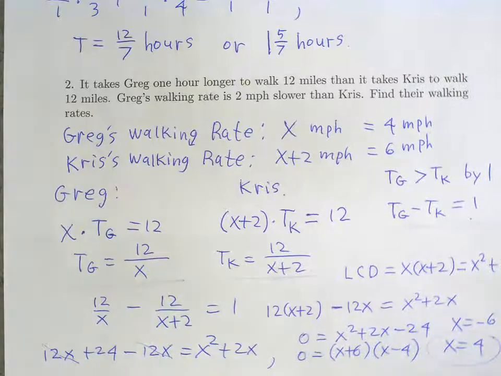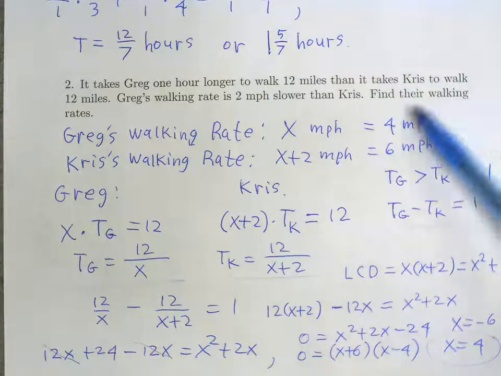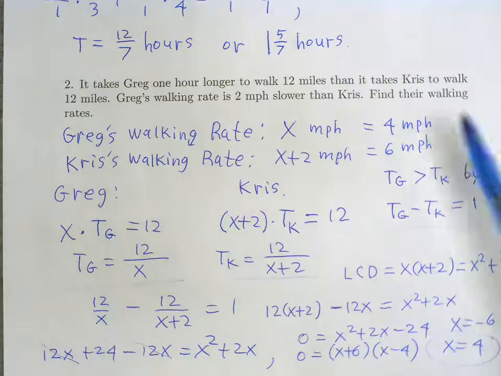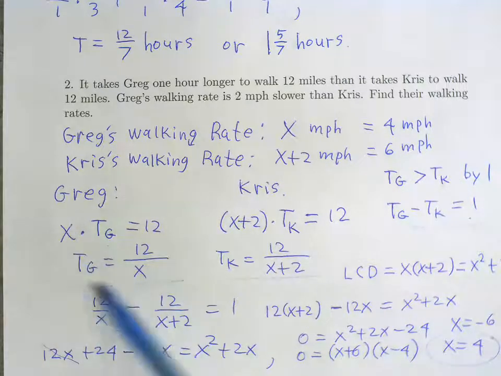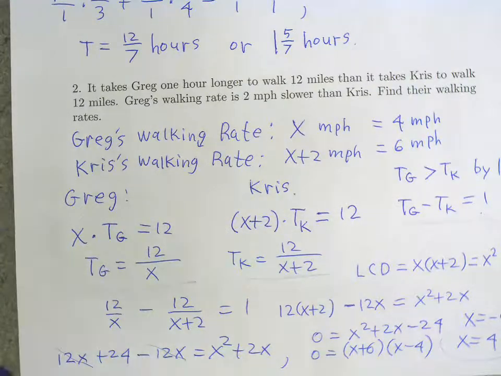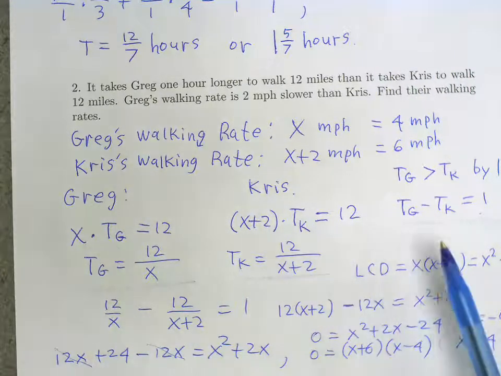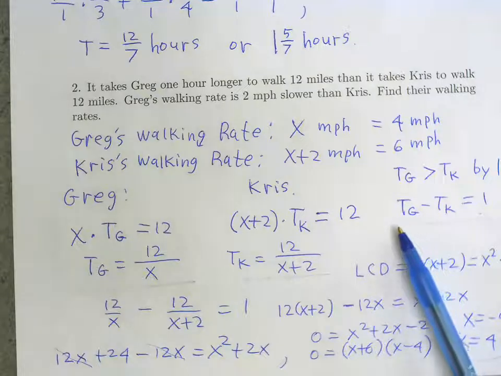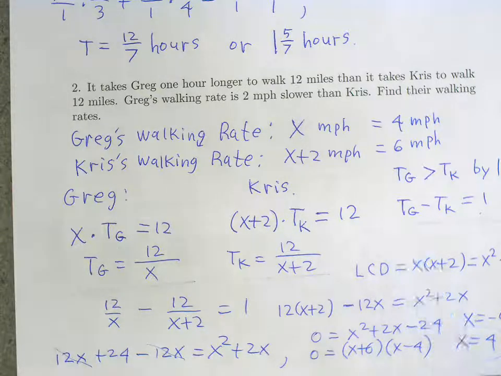Okay, there are a couple of ways you can go about verifying that those are the right numbers. You could just put them back into the equations that we formed, and everything will work out pretty nicely. You can also determine the exact amount of time that each took to walk 12 miles.